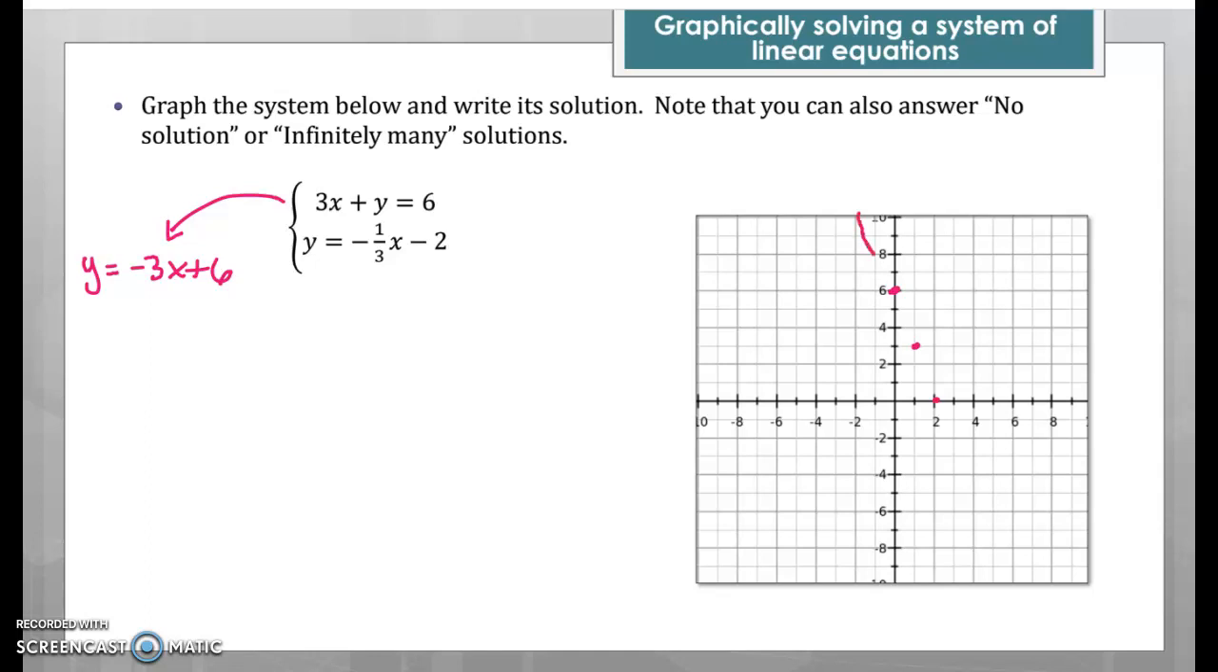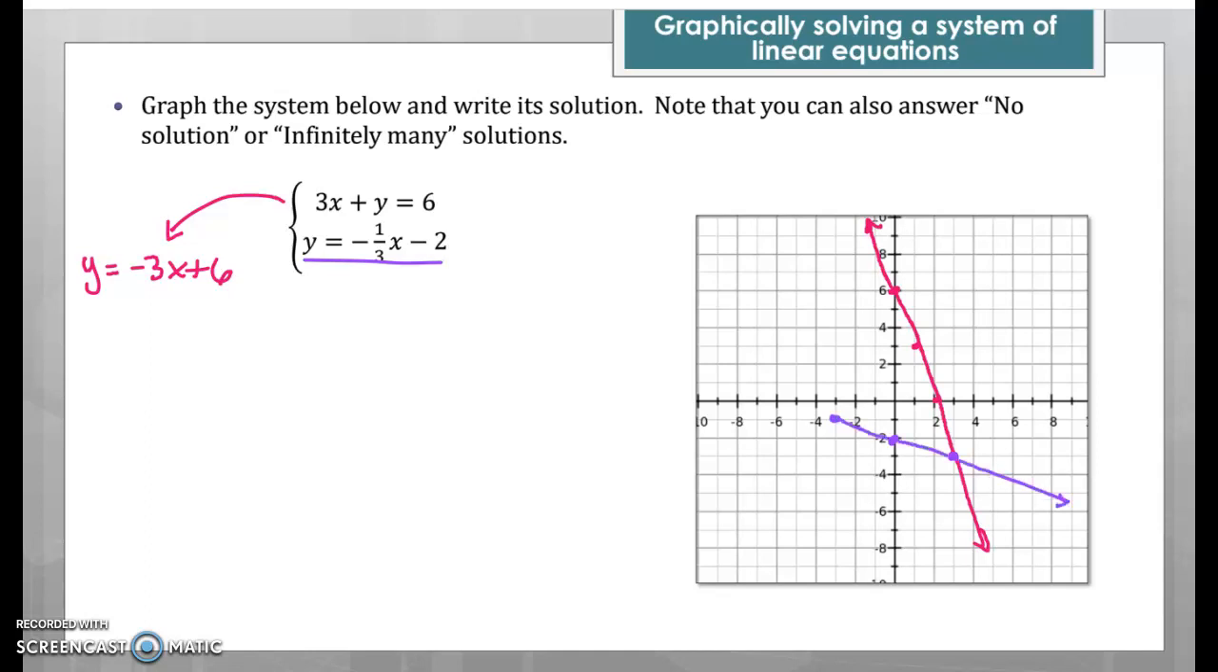So this becomes my line, and it's a little tricky to get this to look super good on the computer. But I'm going to end up with something like this. Okay, and now my other line right here, let's graph it in purple. It's going to have a y-intercept of negative 2 and then a slope of negative 1/3. So I go down 1 and over 3. Oh, what do you see? I see that my lines are going to intersect at this point right here.